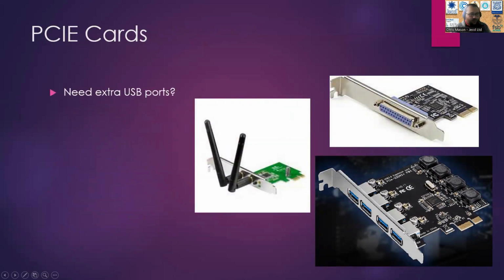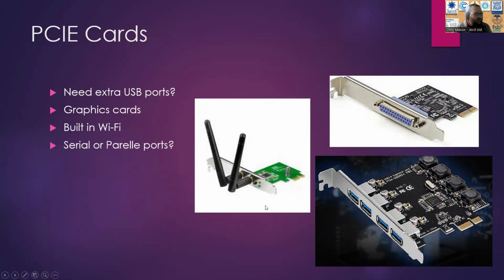So if you want additional USB ports, you can get a PCIe card that will give you an extra 4 or more USB ports in the back. Graphics cards all run off of the PCI Express ports. Built-in Wi-Fi, you can get Wi-Fi cards to go in. They'll do the same thing. If you want to use serial or parallel ports, which are really old types of connections for printers and things like that, you can still get cards that have those connections on.